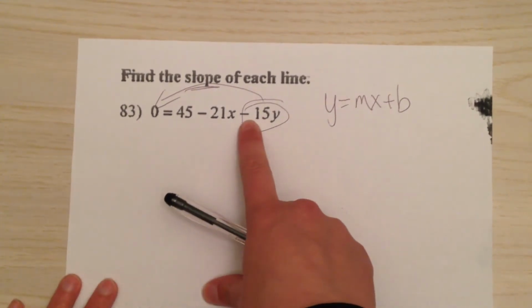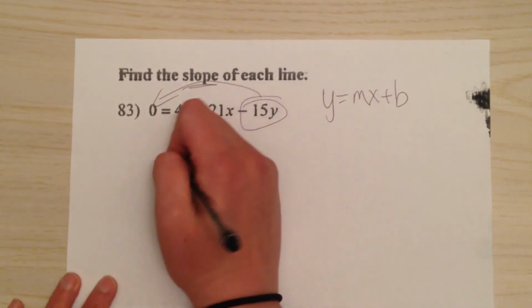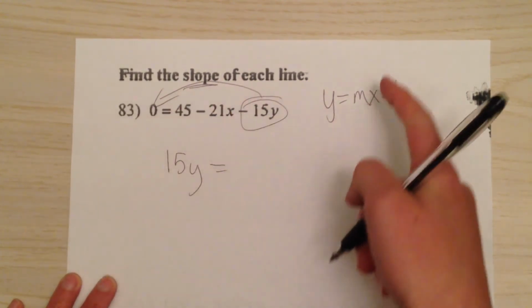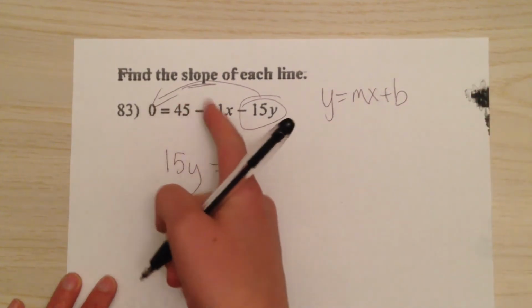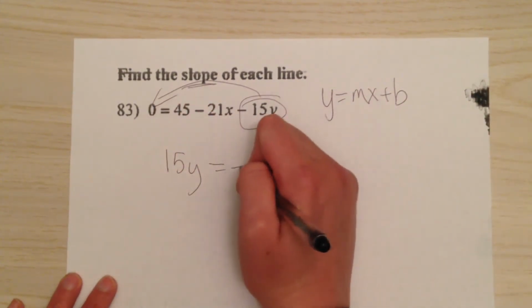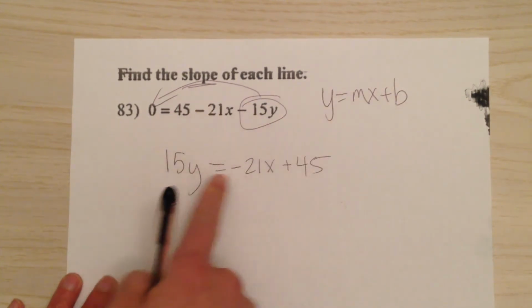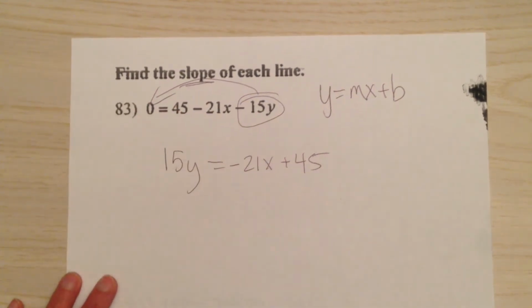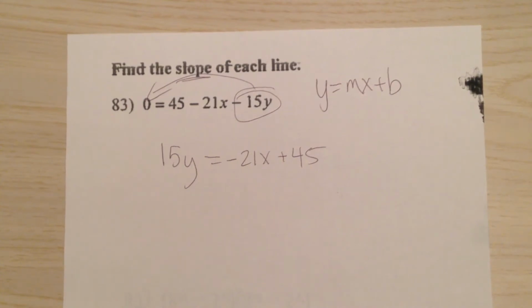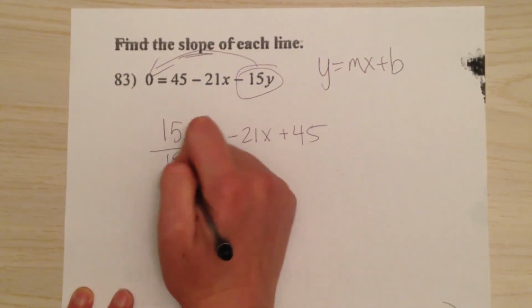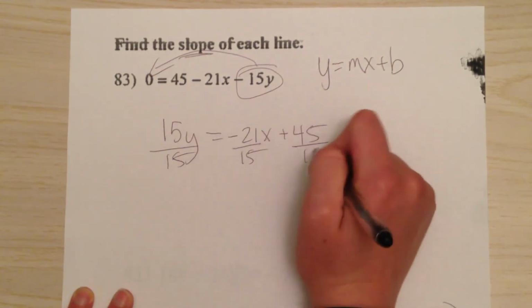So it was a negative 15y. When we switch the side, we switch the sign. So that is 15y equals, and go ahead and switch this around. It should say mx plus b, not b plus mx. So we're going to say negative 21x plus 45. So the 21 was negative, the 45 was positive. We mimicked that when we switched it around. Last step, go ahead and get rid of that 15 by dividing everything by the 15.